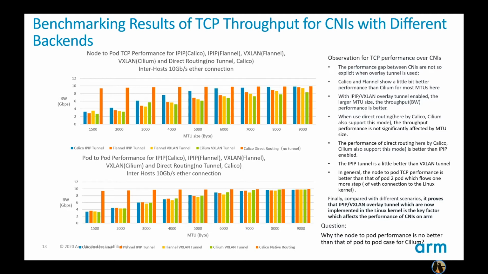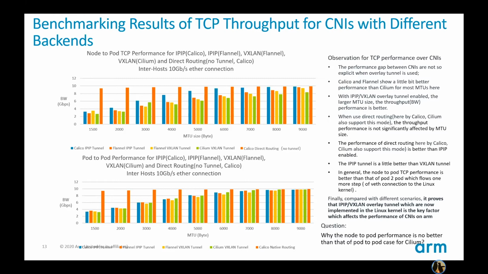From these two graphs here, the first one is the node-to-pod performance, and the graph below is for the pod-to-pod performance. You can look at the page here. I would like to go through our observations for the TCP performance over different CNIs. The first one is that the performance gap between CNIs is not so explicit when the overlay tunnel is used. Calico and Flannel show a little bit better performance than Cilium for most MTUs here.